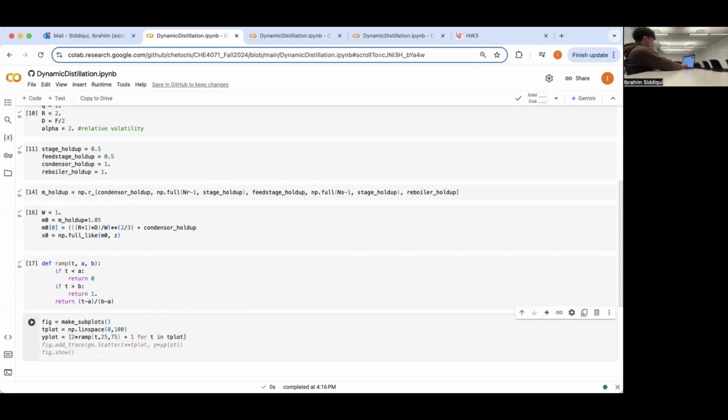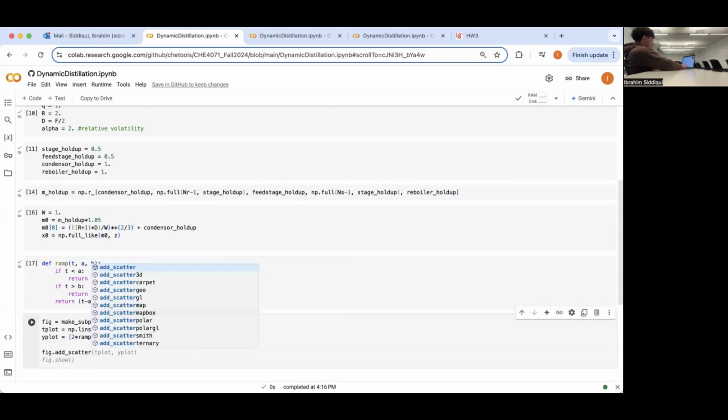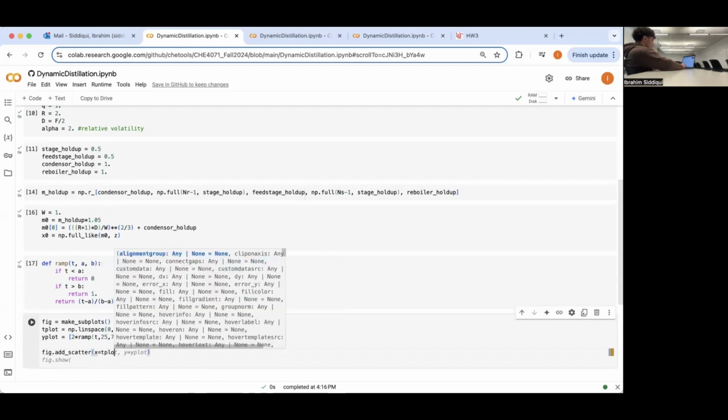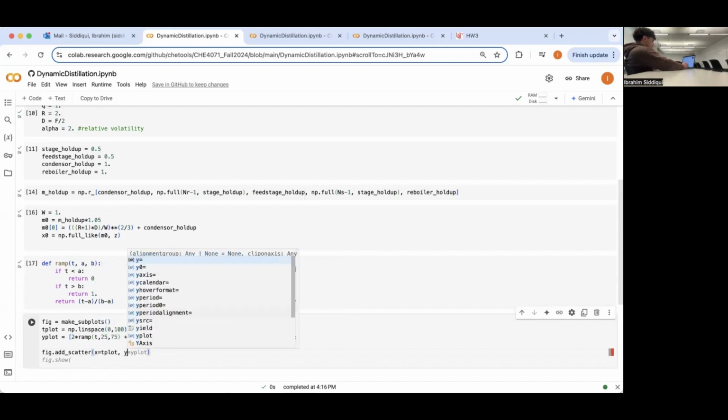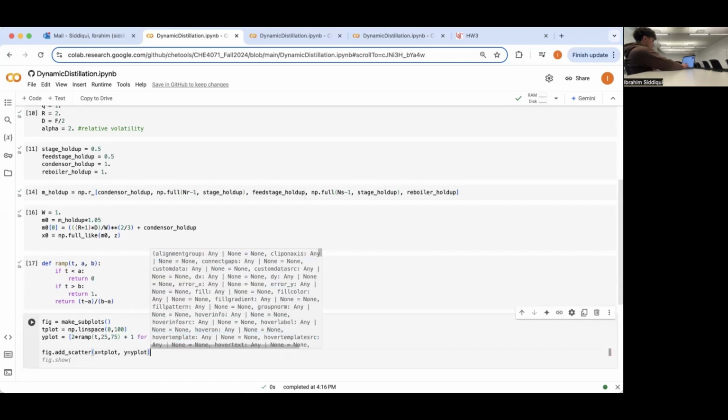And then we're going to want to initialize these and create it with our, let's go ahead and enter this fig.add_scatter. Essentially just make our time plot from our x and y. So x is going to be equal to our t_plot, and our y is going to be equal to our y_plot.